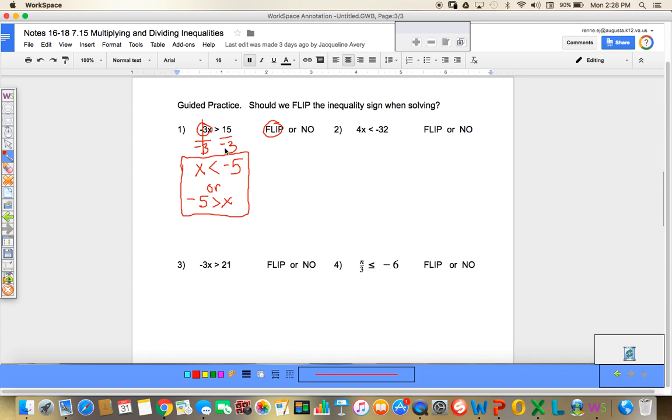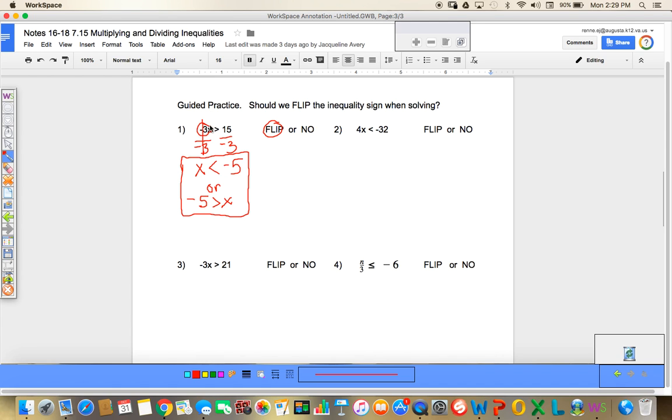So is -3 times -5 positive 15? And of course the answer is yes. So we know the -5 is correct. Now to see if our symbol is pointing in the correct direction, we pick a number less than -5. So I'm just going to pick -6.